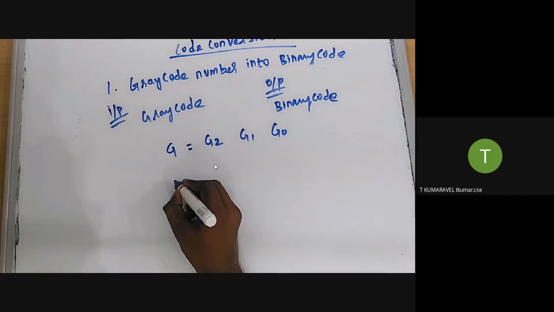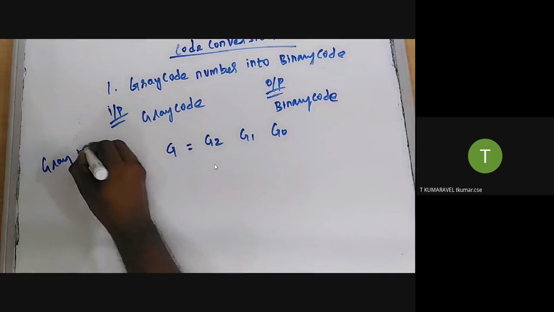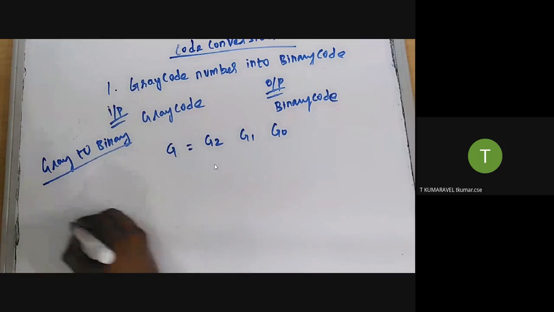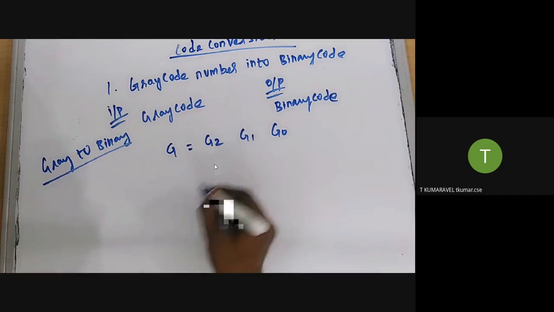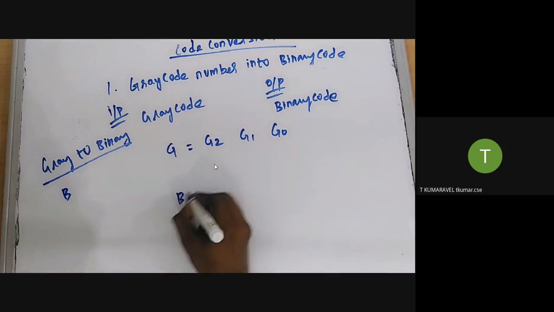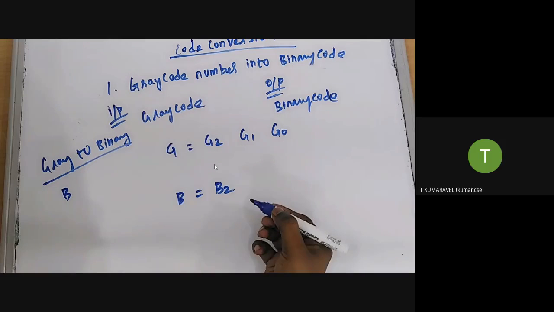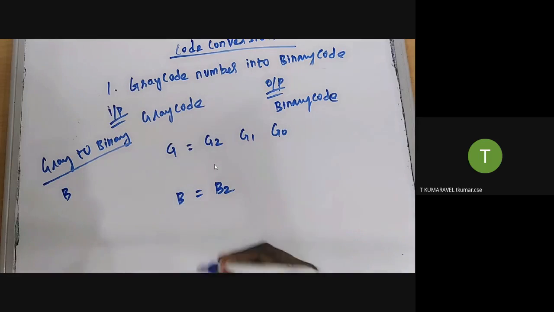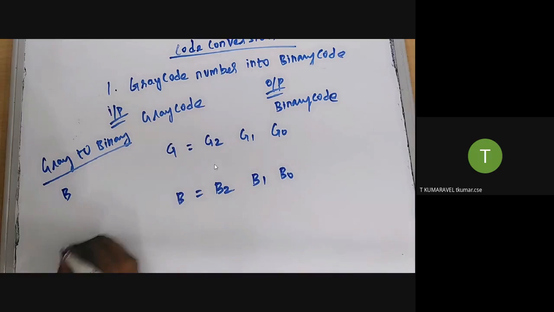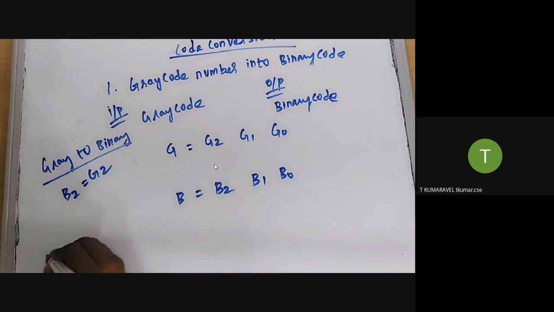How do you convert gray to binary? That's the procedure. If you convert it to binary code, what is the first output? The first output is called B2, because my input is a 3-bit variable, so the output is also a 3-bit variable. How do I generate B2? The value of G2 is B2.